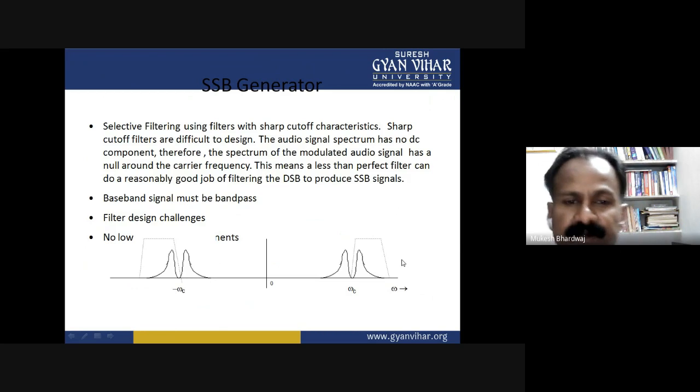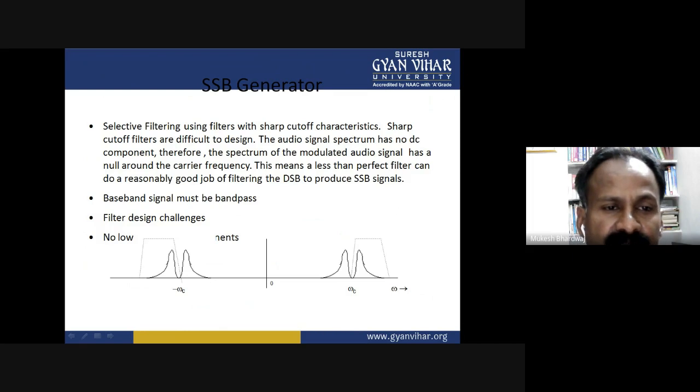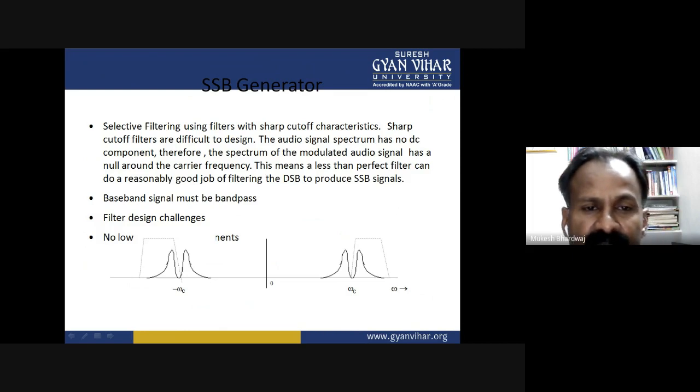Now, SSB generator, single sideband generator: selective filtering using filters with sharp cutoff characteristics. Sharp cutoff filters are difficult to design.